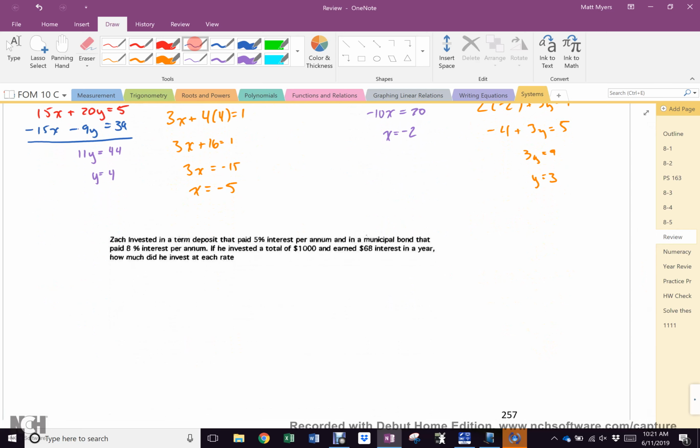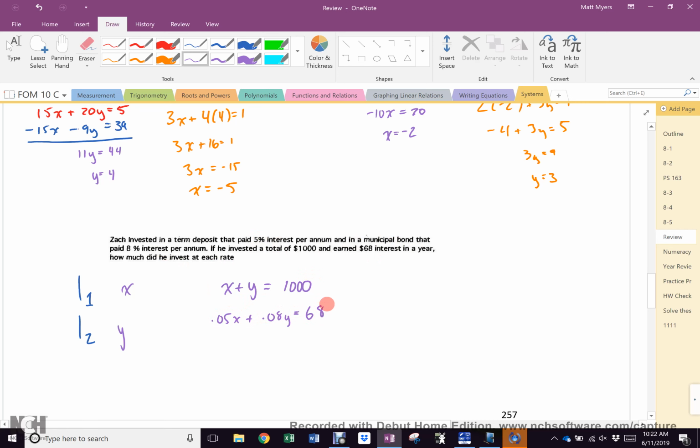First word problem, also worth 2 marks. What are the 2 things I don't know? Investment 1 and investment 2. You have this exact question in your notes. Investment 1 is x, investment 2 is y. What do I know? I know I had $1,000. So what is x plus y? $1,000. What is the percentage? 5% of x, 0.05x, plus 8% of y, 0.08y, equals how many, what percentage of my investment?